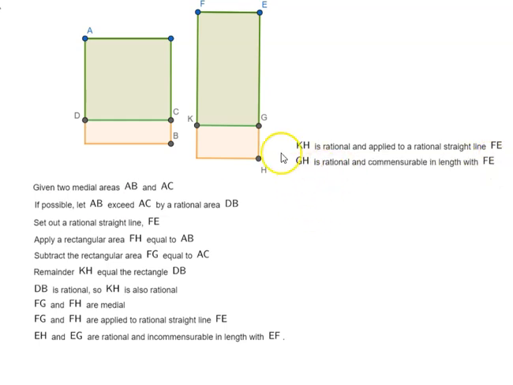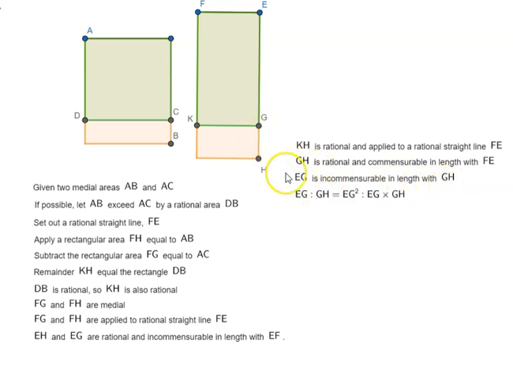Now GH is rational and commensurable in length with FE. GH is rational and commensurable with FE. Why? Because KH is rational and it is applied to a rational line FE. So that means the other side of that rectangle will also be rational. Now EG is incommensurable in length with GH.